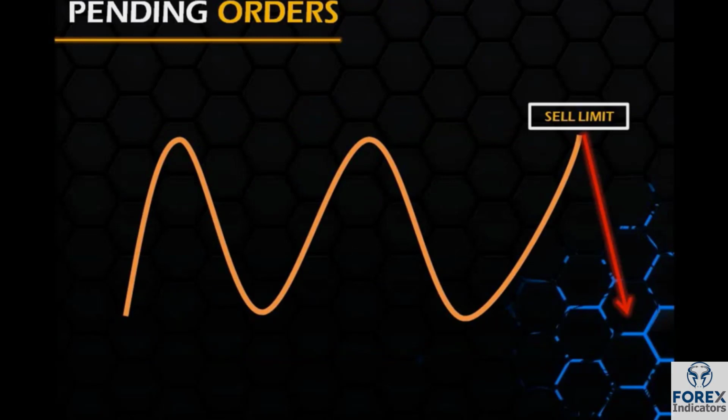So we have sell limits. If you anticipate the price of a currency pair will rise and then reverse to the downside, place the sell limit above the current price. With a sell limit, we're anticipating the price to go up, and when it reaches a certain level, normally we use support and resistance for these kinds of sell limits.